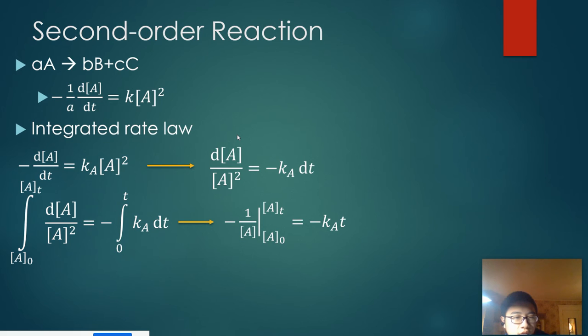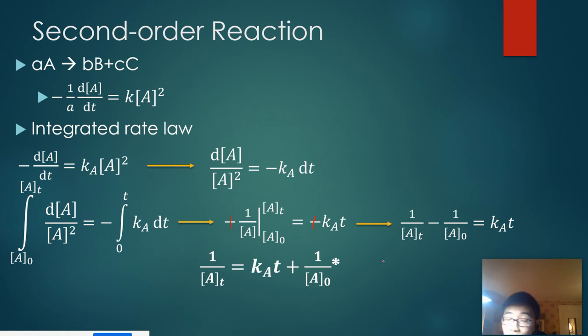And on the right side, it's the same as before. It's still negative ka times t. As you can see, in this case we have a negative sign on both sides, so we can make both sides positive now. We integrate from [A]0 to [A]t. What we get is 1 over [A]t minus 1 over [A]0, which is equal to ka times time. Plus 1 over [A]0 on both sides, we get 1 over [A]t equals ka times time plus 1 over [A]0.